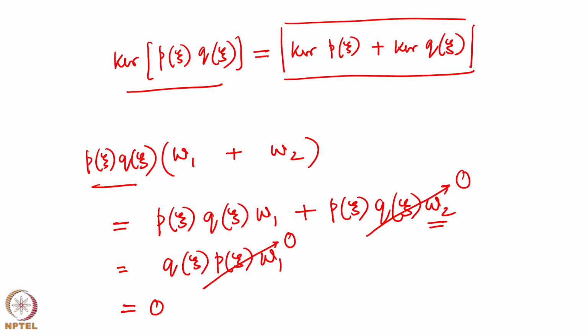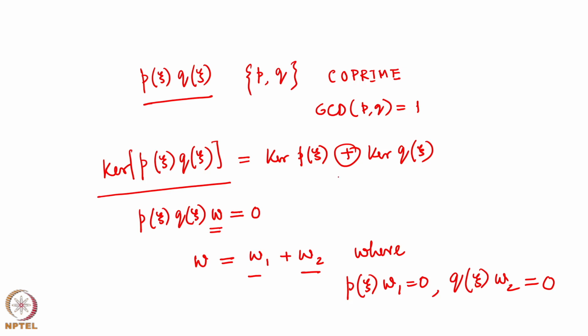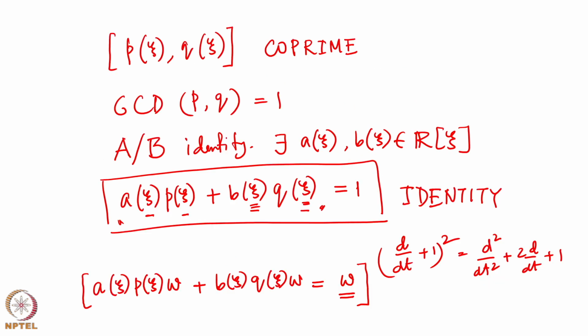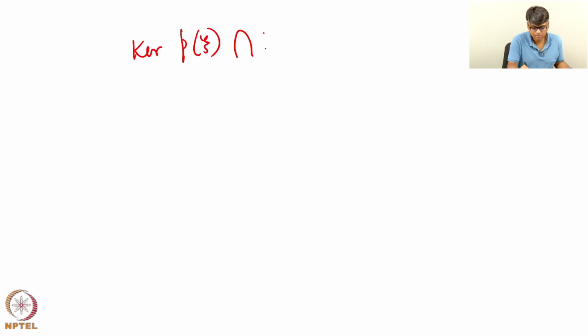What is left to show? All we have left to show now is that it's a direct sum. Now if you recall your linear algebra, you know that a sum becomes a direct sum if the intersection is 0. So all we have to show now is that the kernel of P(ξ) intersection the kernel of Q(ξ) is just the 0 trajectory.